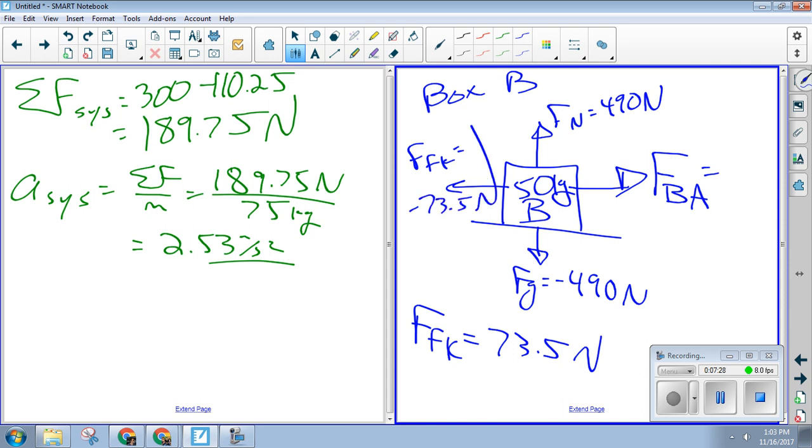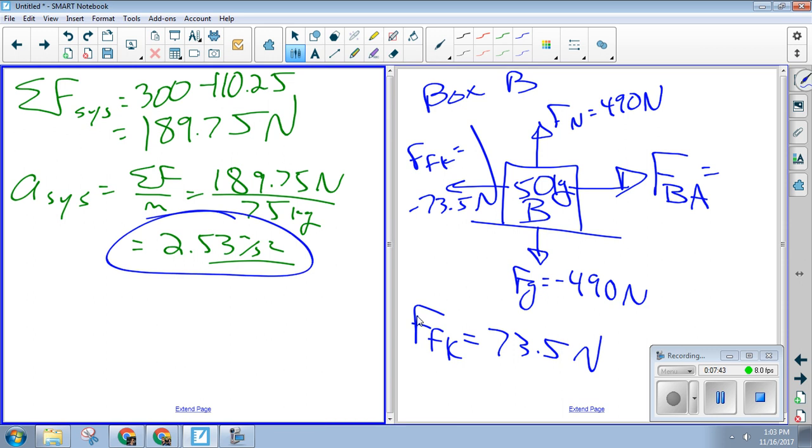Everybody good up to there? Okay, so I know one other thing about box B. Yeah, we know the acceleration, right? So that feels useful.